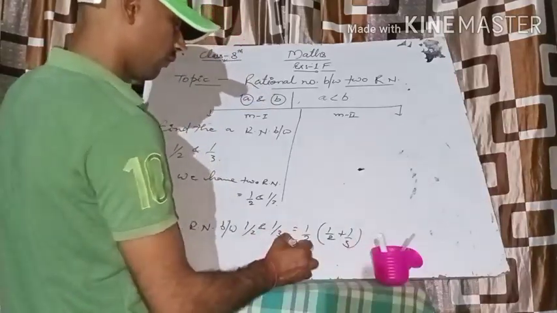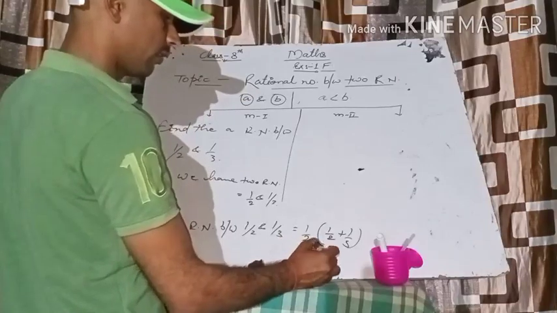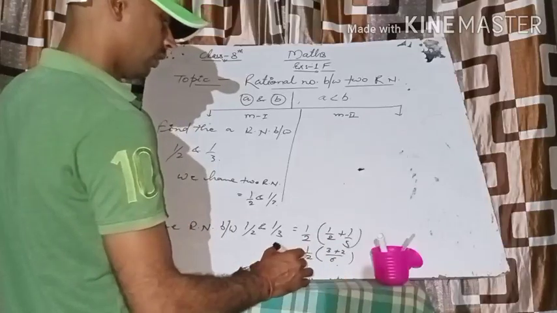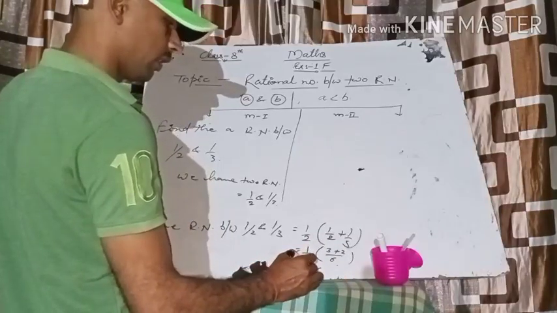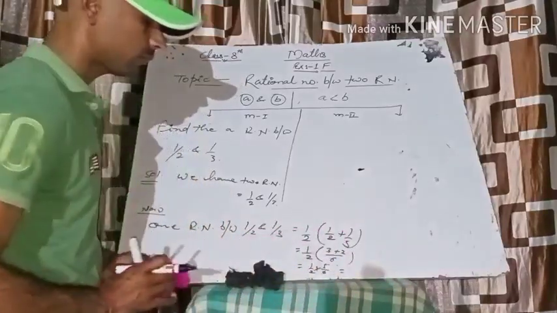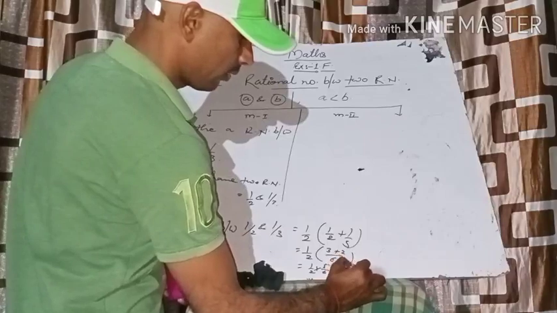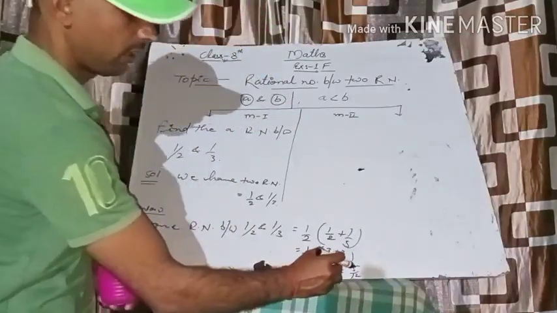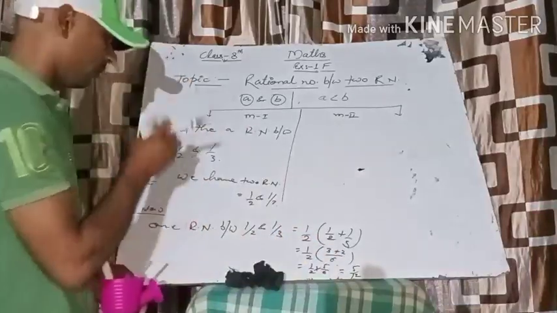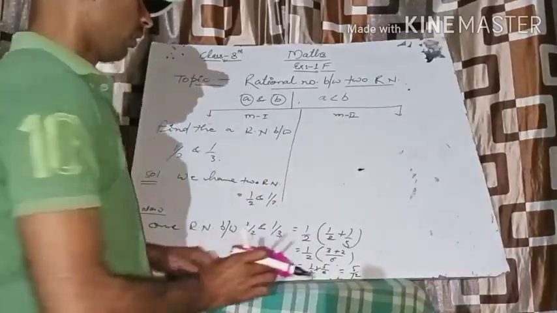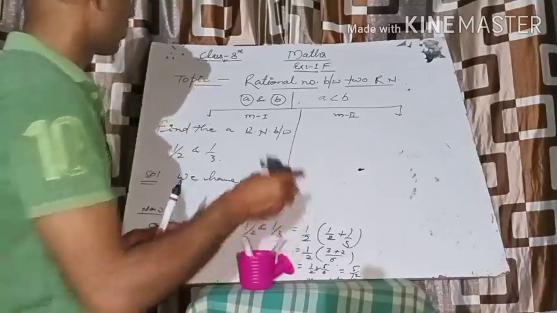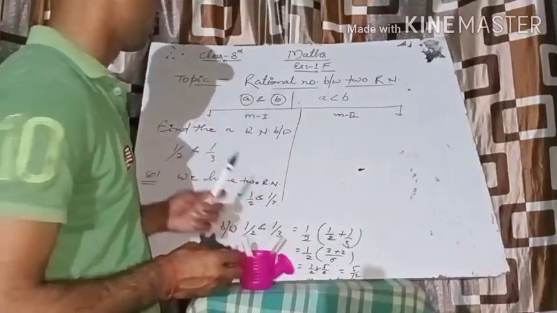Now it will become 1/2 times, with LCM 6, 3 and 2, so it becomes 1/2 multiplied by 5/6, that is 5/12. So this 5/12 will lie between these two rational numbers. So it is a very easy method by which you can calculate one rational number between any two given rational numbers.